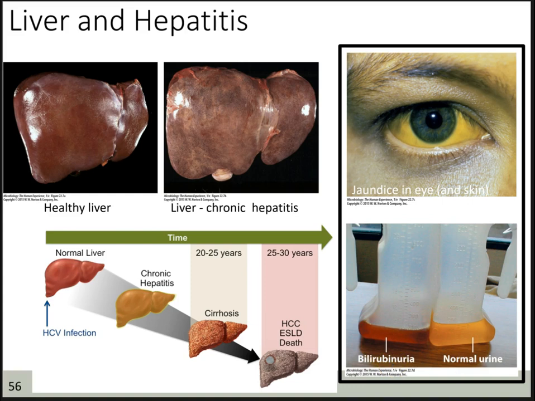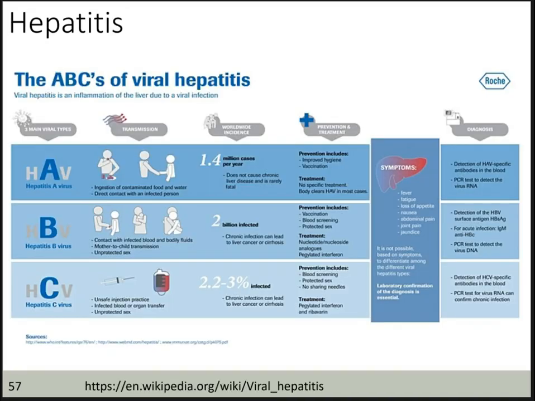bilirubinemia. And so here you can see normal urine is a light color, and when bilirubin builds up in the urine, it can turn it very dark. And this is due to a decreased liver function.